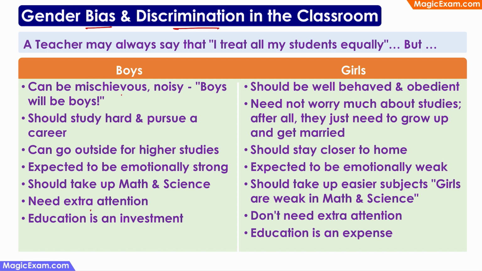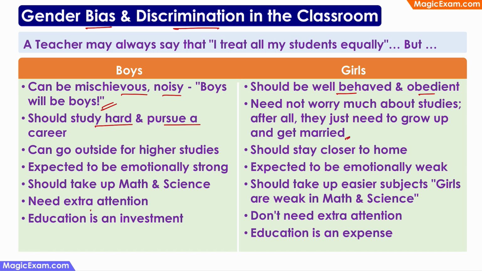If boys are mischievous or noisy in the classroom, the expectation may be that boys will be boys. They will be noisy and they will be mischievous, whereas the expectation from girls may be that they will be well behaved and always obedient in the classroom. And boys may be expected to study hard and pursue a career, whereas girls may not have to pursue a career because the expectation is that they will grow up and get married and go away.